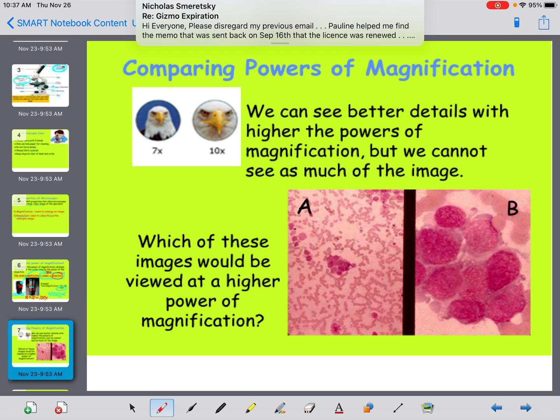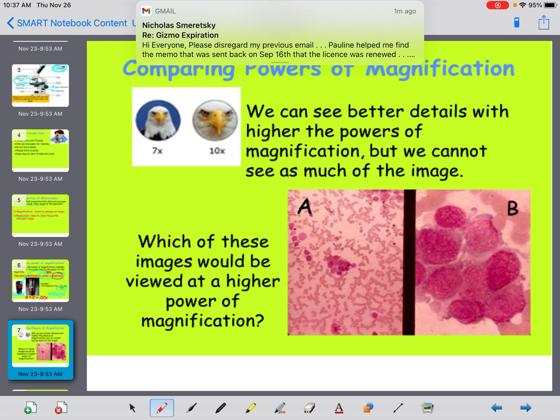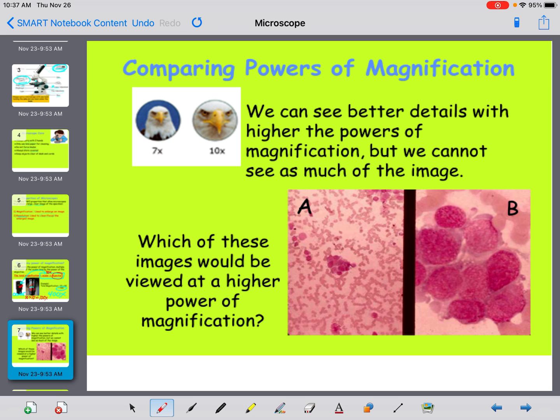Magnification is actually very important. Here's an example. Here we have A and B. You can see B is a magnified version of the same slide, except it's this small portion here. So obviously for B, we're using a much bigger magnification value.